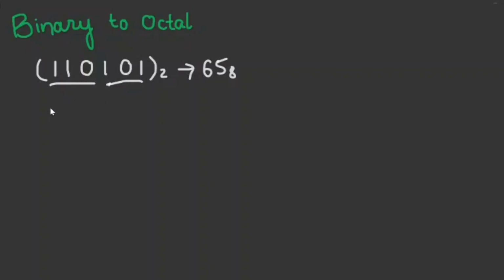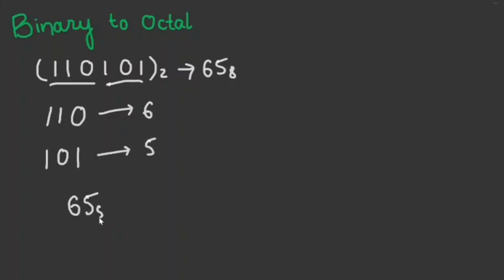And now what you would have to do is do binary to decimal conversion on each group. So you would apply binary to decimal conversion on this, and you would get a 6, and you convert this into a decimal, then you would get a 5. And just write these in sequence and you would get your octal digits. So this is our answer.